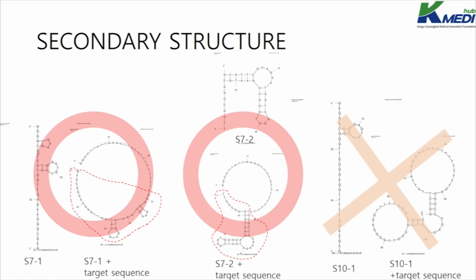But in the case of 10-1, this structure is not there anymore. So it is affected by the target sequence. So S10-1 is abandoned, I think. So further, this 7-1 and 7-2 will be studied for the CRISPR-Cas diagnosis system.